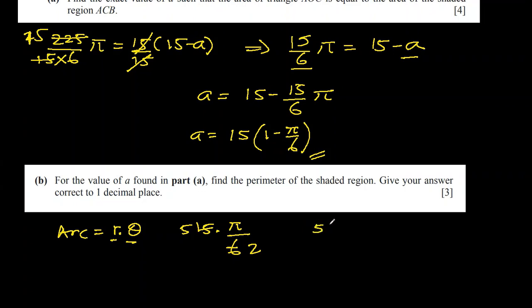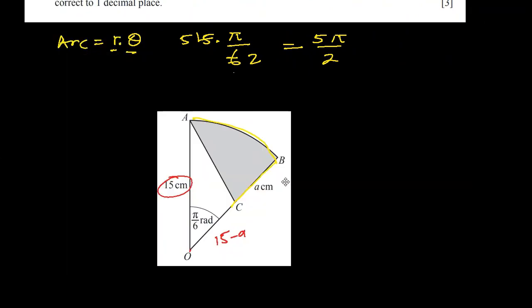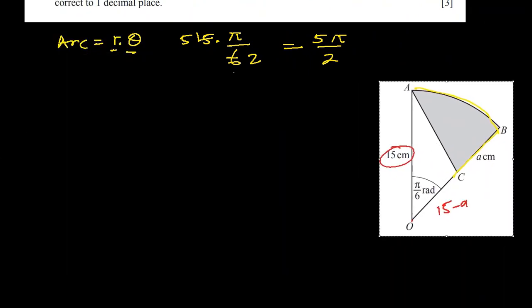So 5 pi over 2 is the arc. Let me have the drawing here so that I can understand easily. So I just got this arc, which is 5 pi by 2, this arc. So now I need BC, right? So side BC will be 15, the radius whole, minus.